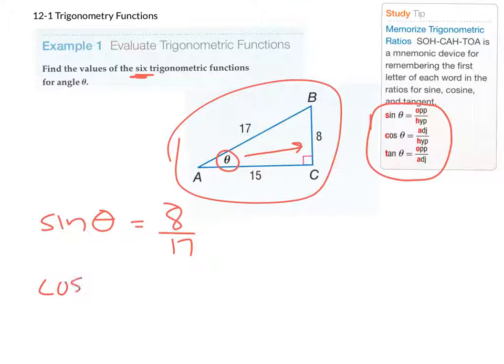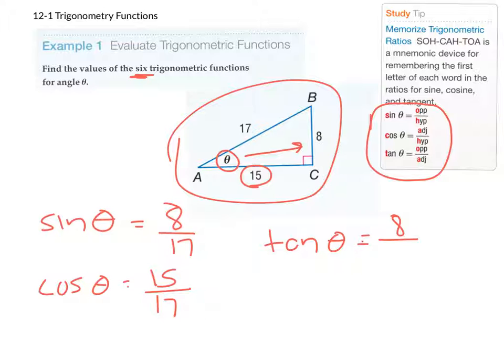Cosine theta is adjacent. Adjacent means the line that runs with the angle. So 15 is adjacent, and it's also over the hypotenuse, 17. And then finally, tangent theta is opposite over adjacent. So opposite over adjacent is 8 over the 15. And so we have our trig functions according to SOH CAH TOA.